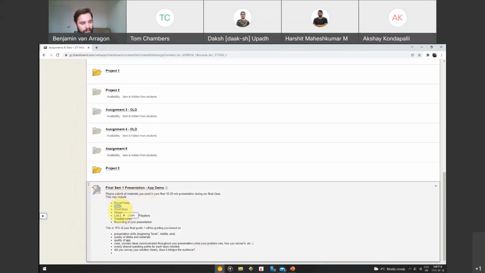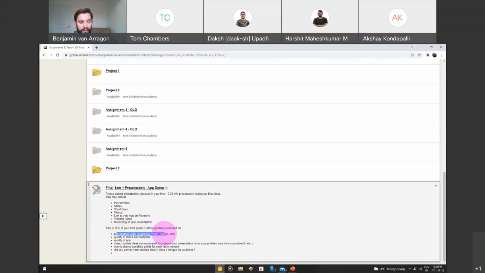So if it's a PowerPoint, slide deck, Word doc, videos, if your app's on the Play Store, which it won't be, but was, or if you had a link to a demo or prototype of your app, if you have a website that you use or WordPress, and if you did record your presentation and you wanted the recording there, go for it. It's 10% of your final grade, and I'll be grading you based on your presentation skills.